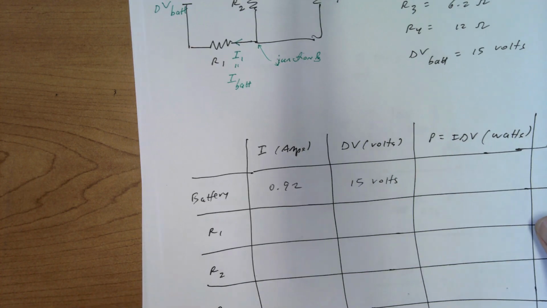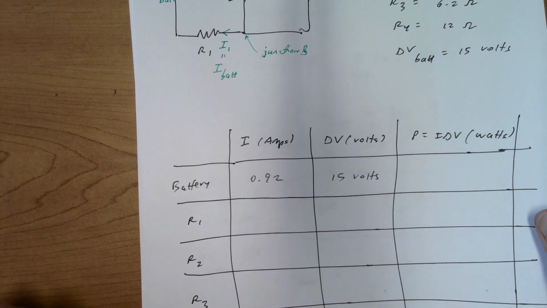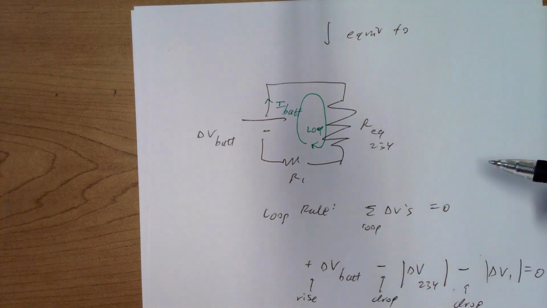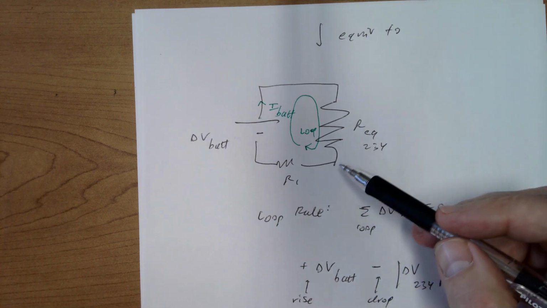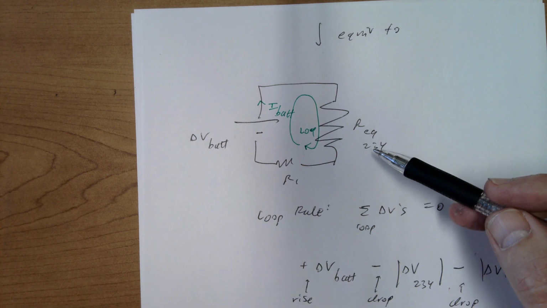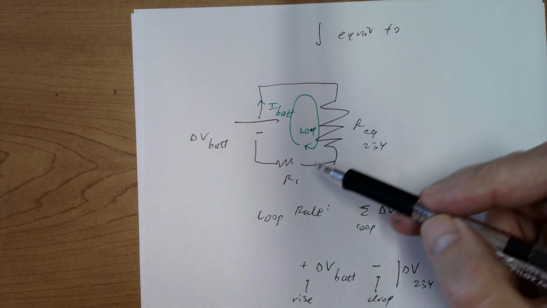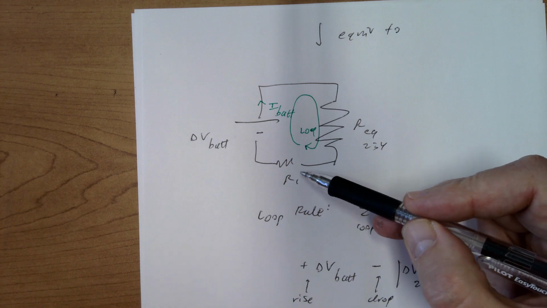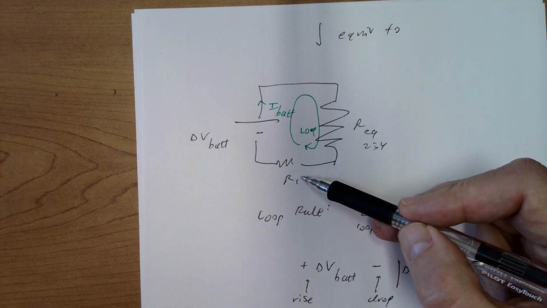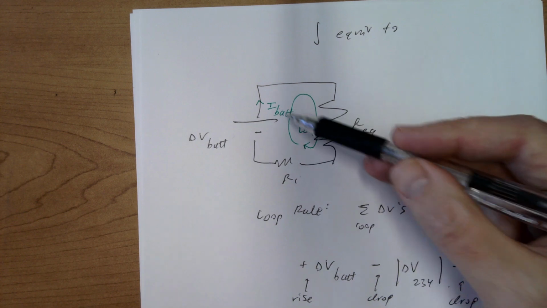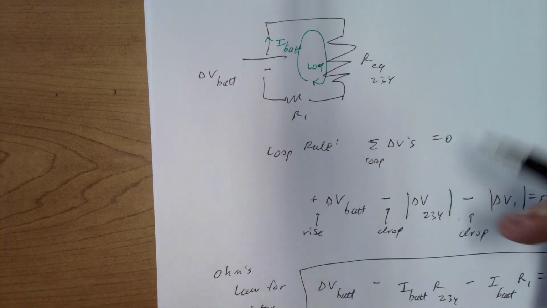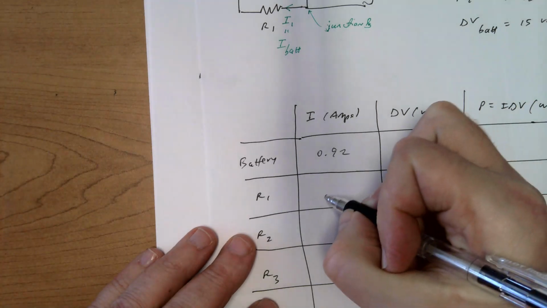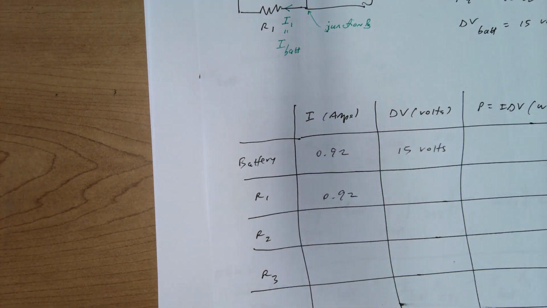Okay, now we're going to continue starting with our equivalent circuit. We're now going to work back to the original circuit. Alright, we have to find everybody's current and voltage difference. Well, let's start with R1. So we just found that the current of R1 is equal to the current of the battery, because they're in series. There's no junctions between R1 and the battery. So I'm going to put that in as 0.92 amps for R1.